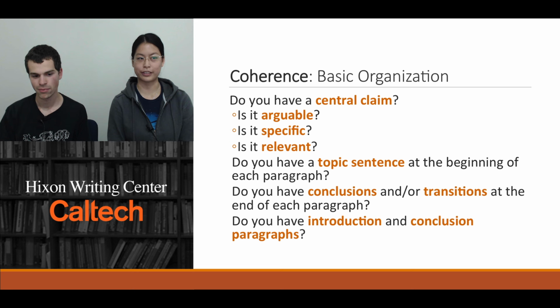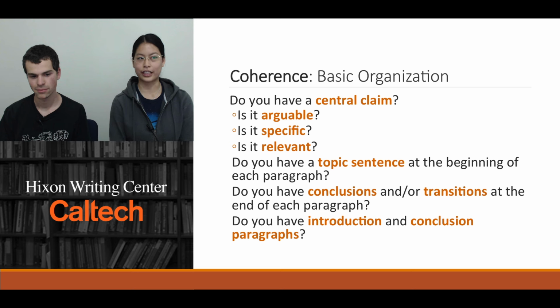Second, is it specific? A common mistake students make is to make an overly general statement, like Jane Austen writes about courtship. Besides being general, this is also impossible to argue against. Think about answering the questions how and why, and you start to get a proper central claim. Finally, is it relevant? If you are writing for a prompt, does the central claim address the prompt? Also, does the rest of the essay support the central claim?